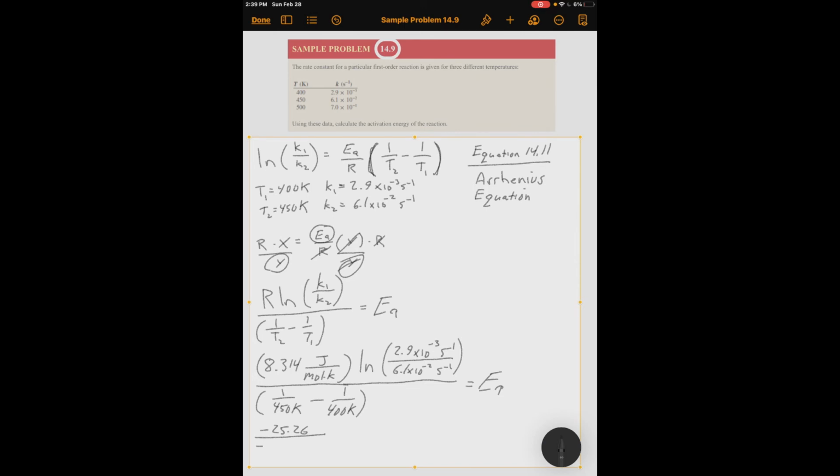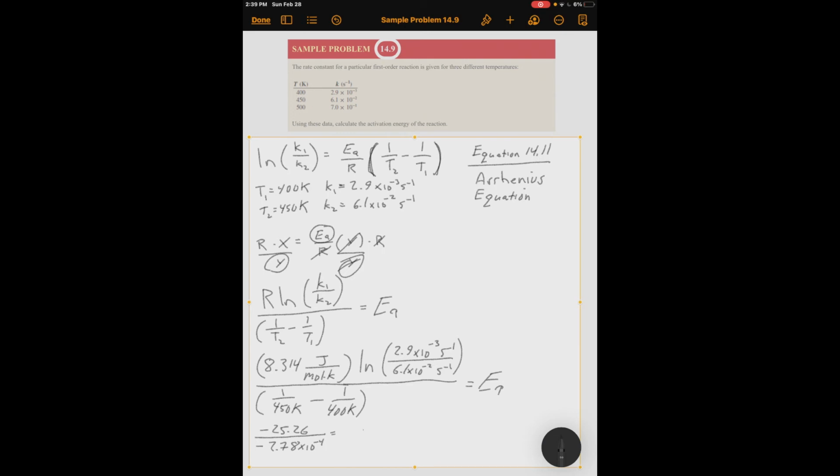minus 2.78 times 10 to the minus 4. So now you do that ratio, you can see the negatives are going to cancel. So 25.26 over 2.777 times 10 to the minus 4, and you get a big number.